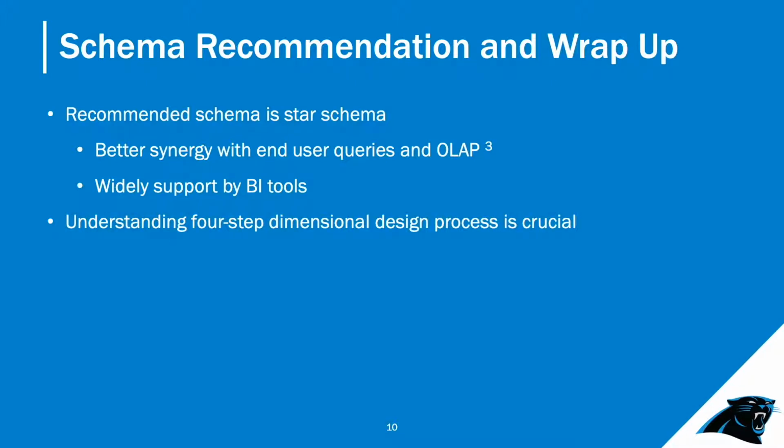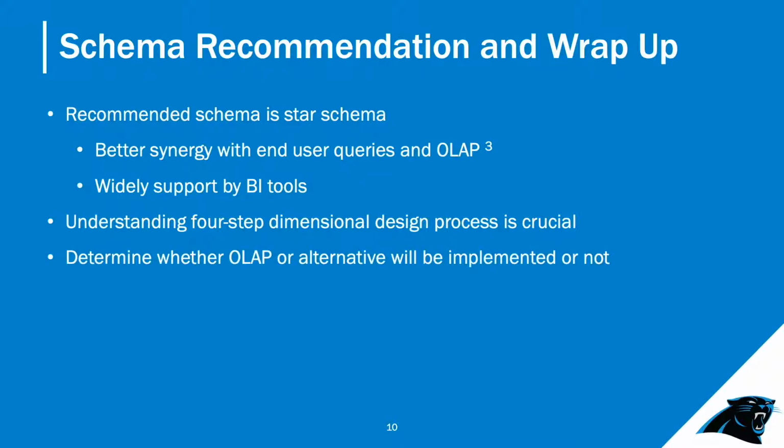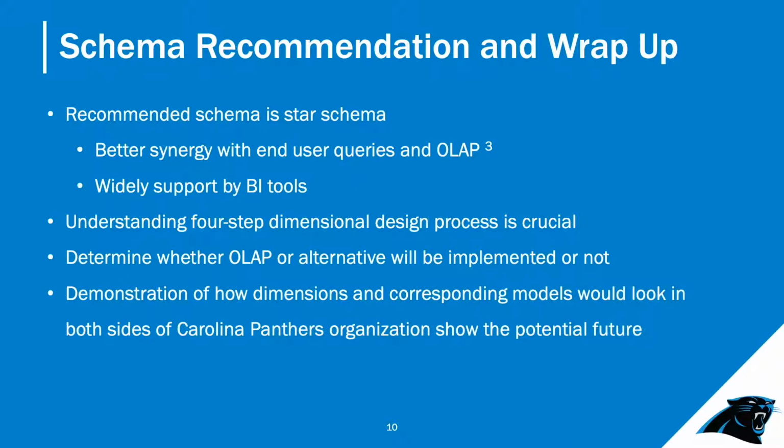Understanding and following the 4-step dimensional design process thoroughly is key for an organization to succeed. Construction of fact tables must be precise, and knowing the dimensional structure and whether or not OLAP or an alternative will be implemented must be considered. Examples on how to construct dimensions and models for both business operations and football and player research, showcased in the recommended star schema, have shown how the Carolina Panthers can move forward with dimensional modeling in their organization.